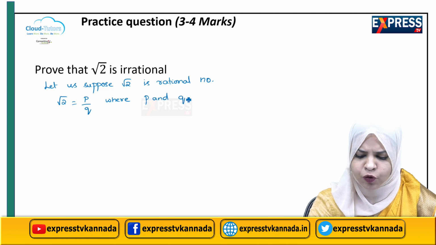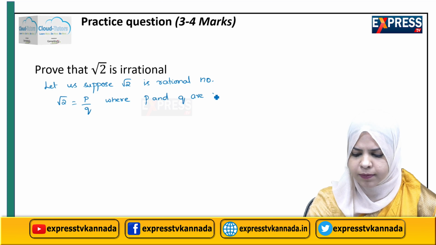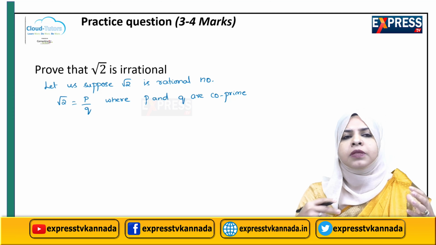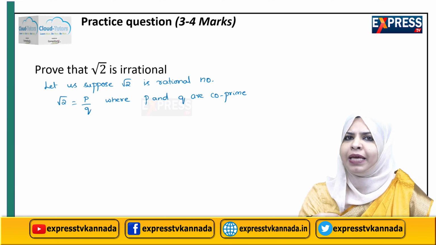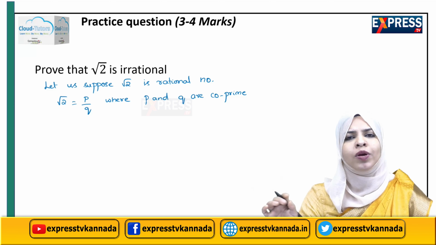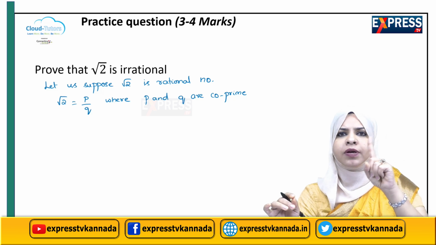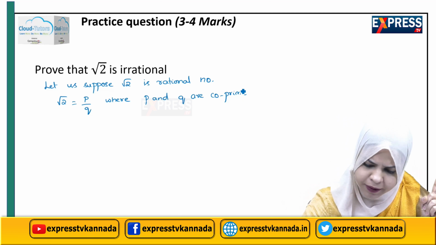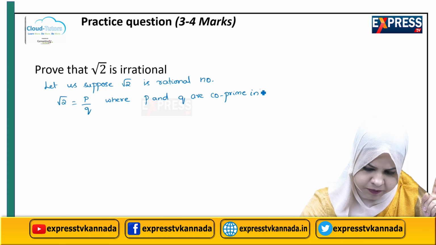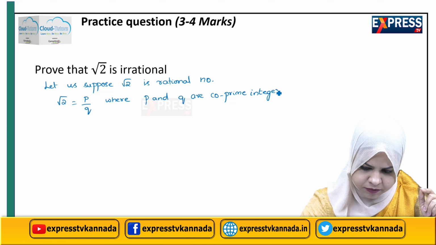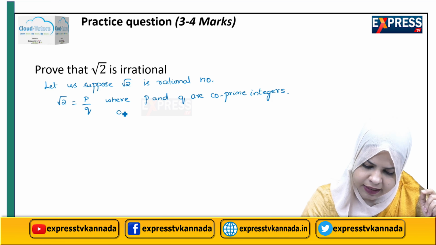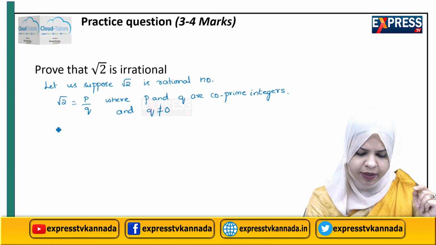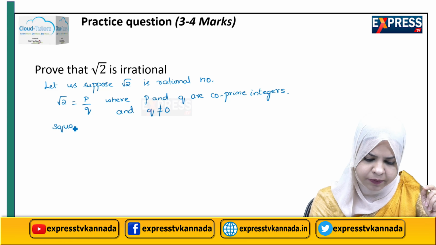What do you mean by co-prime? Co-prime is nothing but the HCF of p and q will be just 1. Those numbers are called co-prime integers, and q is not equal to 0. Okay, now let's square on both the sides.